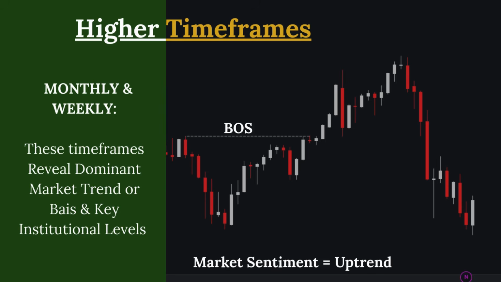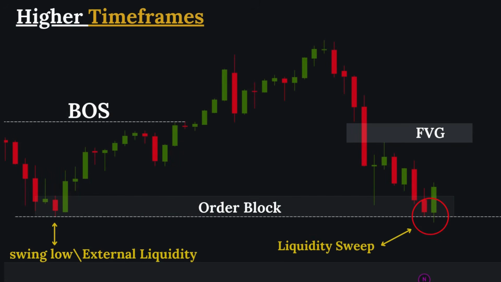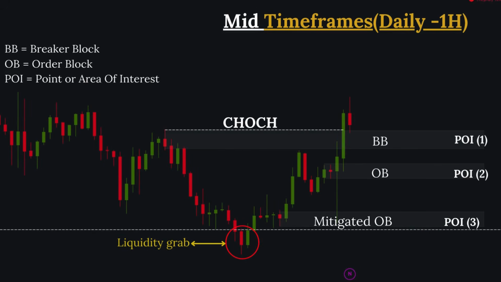They provide the broader market context by revealing the dominant trend and highlighting key institutional levels such as major order blocks, imbalance zones, and liquidity pools. These levels are significant because price is highly likely to respect them upon mitigation. They also act as magnets, drawing price toward them, and ultimately indicate the directional path the market is seeking to follow.